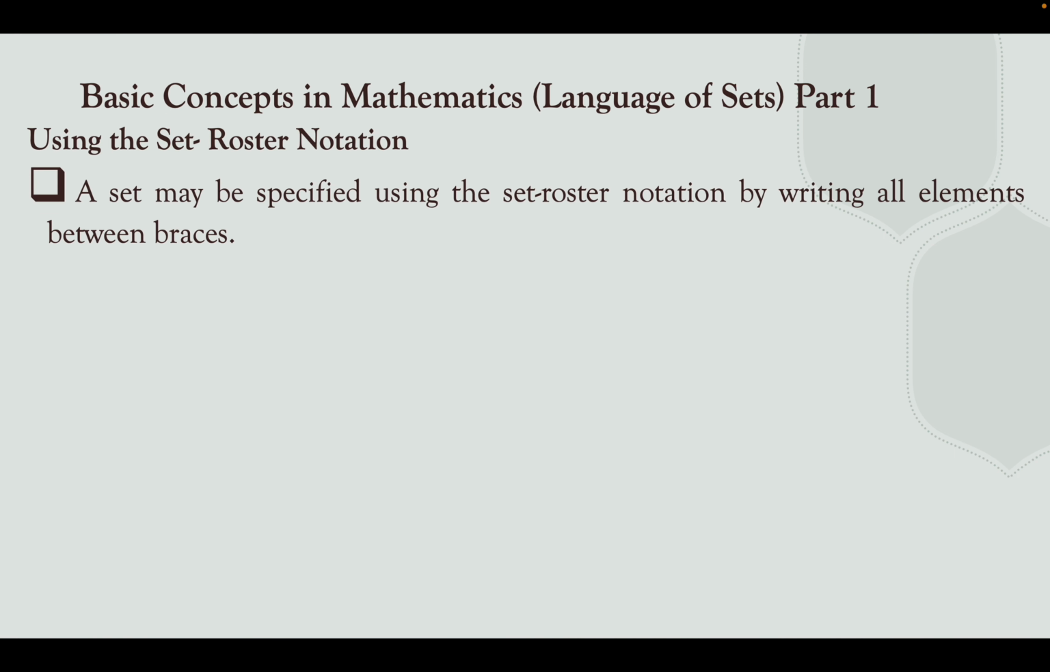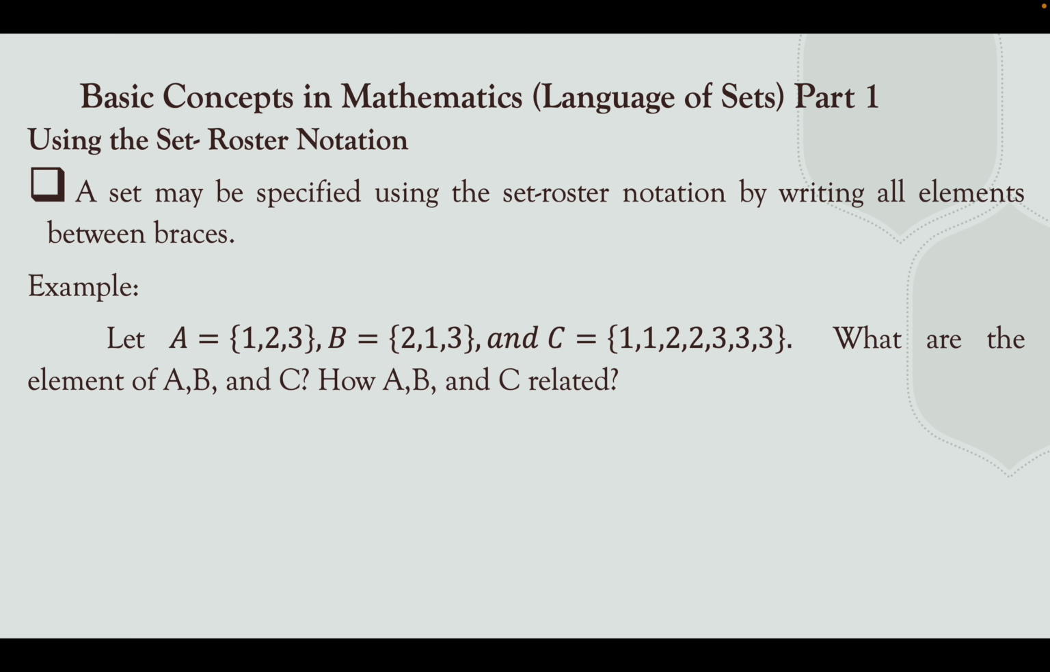Using the set roster notation, a set may be specified by writing all the elements between the braces. We have here an example. Let A be a set with elements 1, 2, and 3. Set B has 2, 1, and 3. And set C is 1, 1, 2, 2, 3, 3, 3. The question is, what are the elements of A, B, and C?